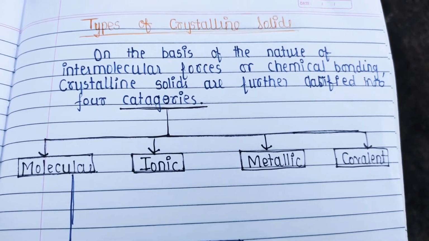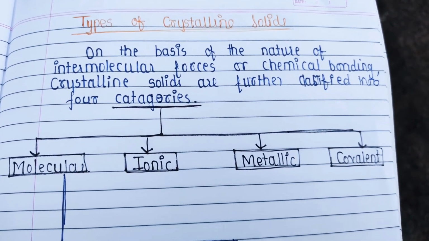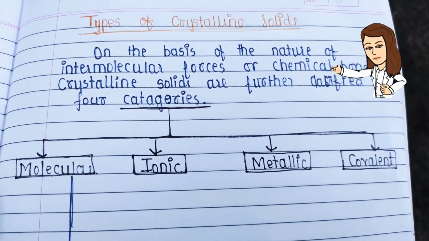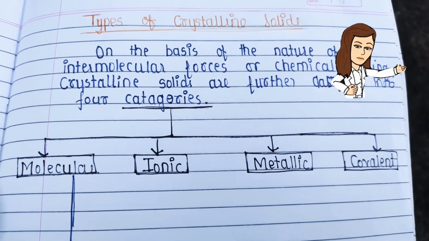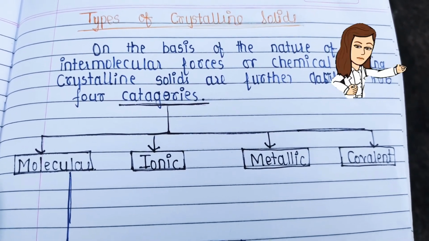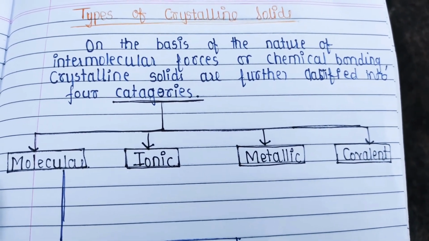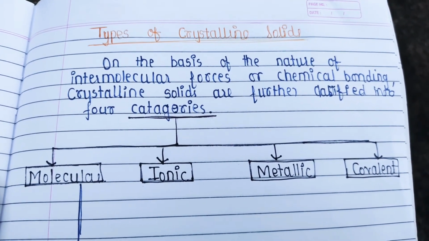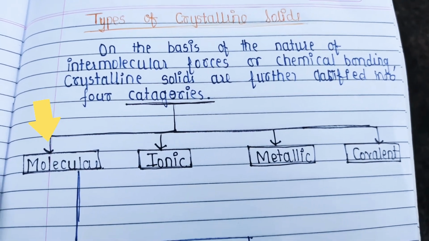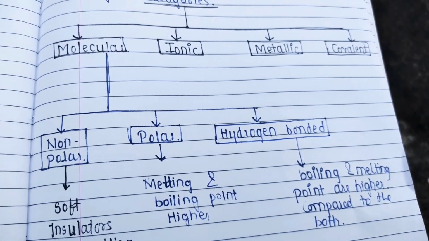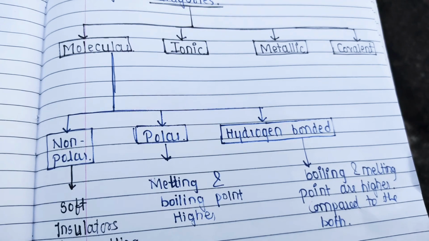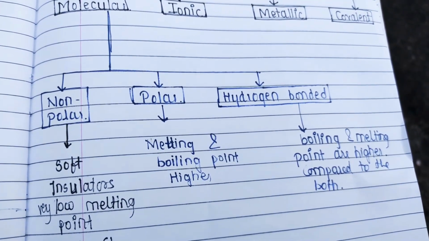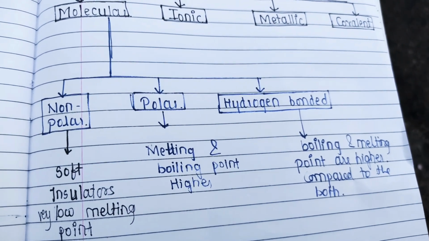Let's see the types of crystalline solids. On the basis of nature of intermolecular forces or chemical bonding, crystalline solids are further classified into four categories. That is molecular crystalline solids, ionic crystalline solid, metallic crystalline solid and covalent crystalline solid. In this video, I will be explaining molecular crystalline solid. In the molecular solids, the constituent particles are molecules. They are further subdivided into three types, that is non-polar, polar and hydrogen bonded molecular crystalline solid.